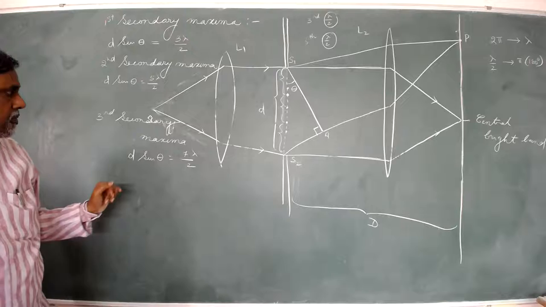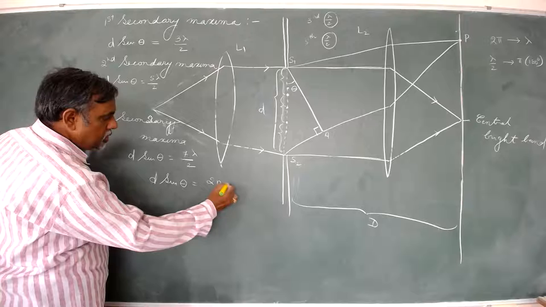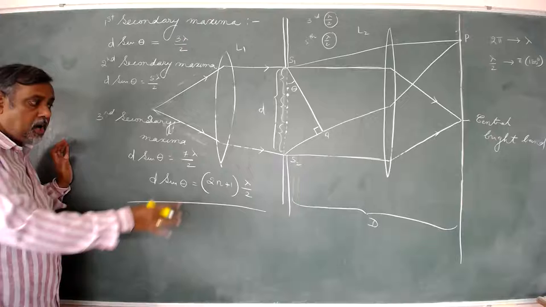Now, in general, what is the condition for the formation of secondary maxima? The path difference, which is d sin theta, is equal to (2n+1) lambda by 2. This must be the condition for the formation of a bright band.